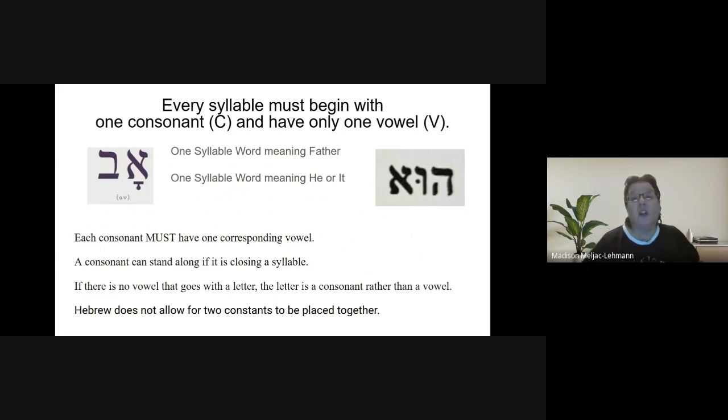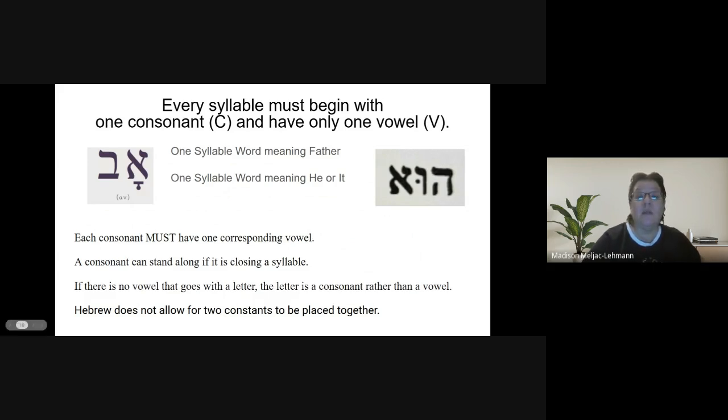We usually like to have all our words in Hebrew be consonant, vowel, consonant. At the end of the word, I'm showing you an example. At the end of the word, you have a letter with no vowel. So this is one letter right here. These are some great exceptions. Each consonant must have one corresponding vowel, okay?